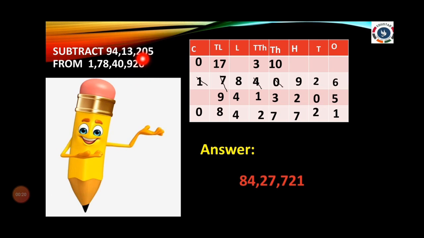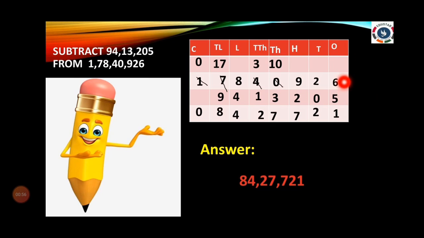While separating the two values, the first value is the biggest value. Which is the biggest value here? From what is given, that is the biggest value that we want to write first. So 1,78,40,926. Write on that. Then next, the second value, 94,13,205. That is the smallest value that we want to write in the second place. So 94,13,205.